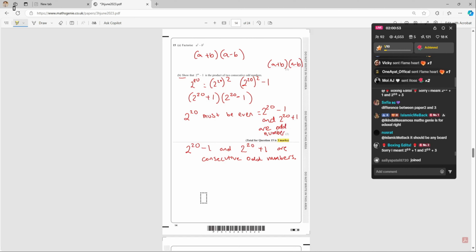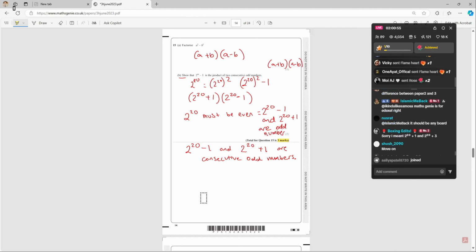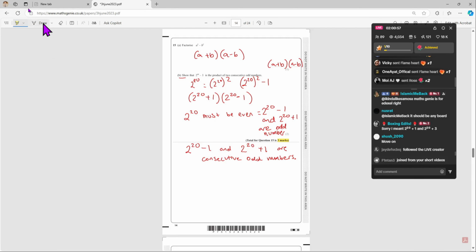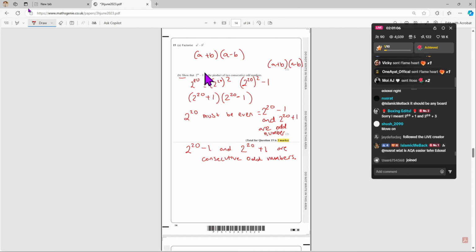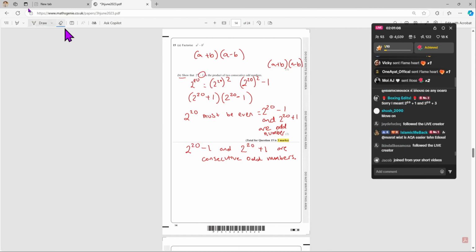So if you did 2 to the power 20 plus 1 and 2 to the power 20 plus 3, yes, I think it would work because they're consecutive, because they have a difference of 2, so they're consecutive. That should work. But make sure you have this minus 1 in the thing.